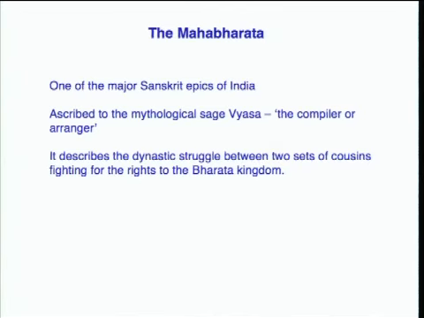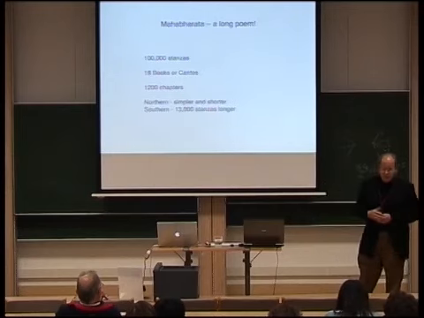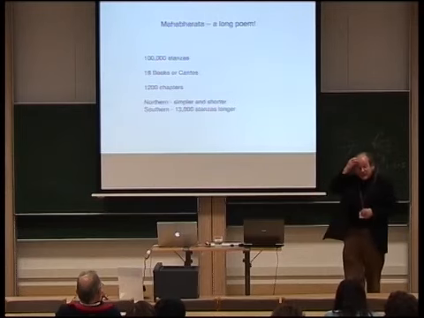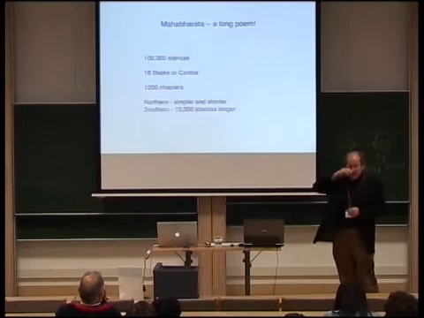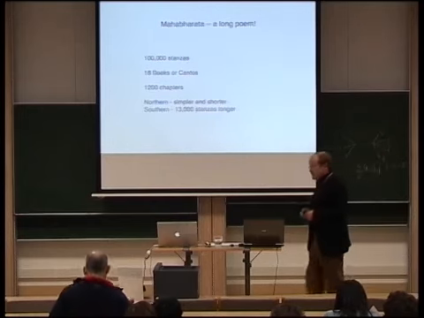Basically, it describes a huge power struggle between two cousins and their families who are fighting for the rights to the kingdom. It's a huge poem, 100,000 stanzas in 18 books, 1,200 chapters, and is divided, the scholars think, into two main divisions, a northern division and a southern division. And this is work that we've done with Wendy Phillips Rodriguez here in Cambridge in the Oriental Studies Department.